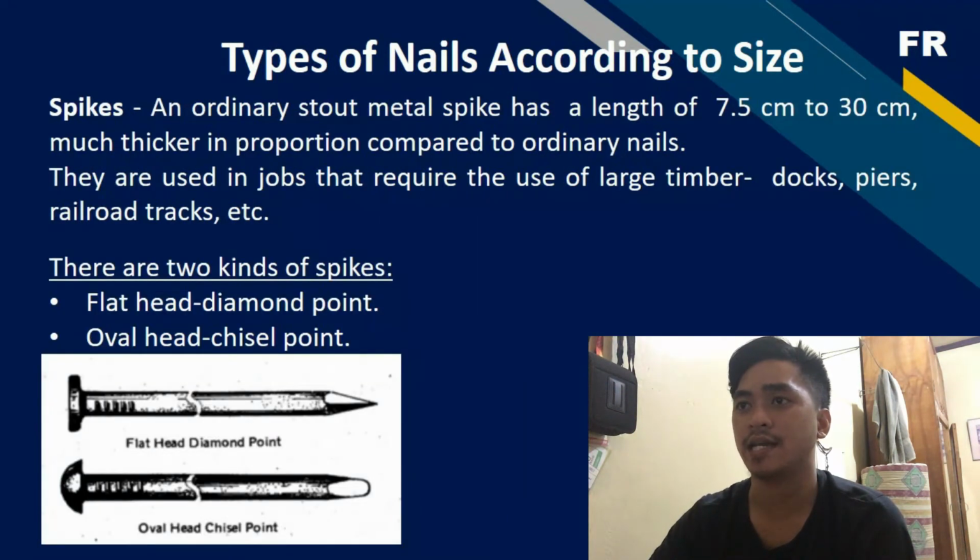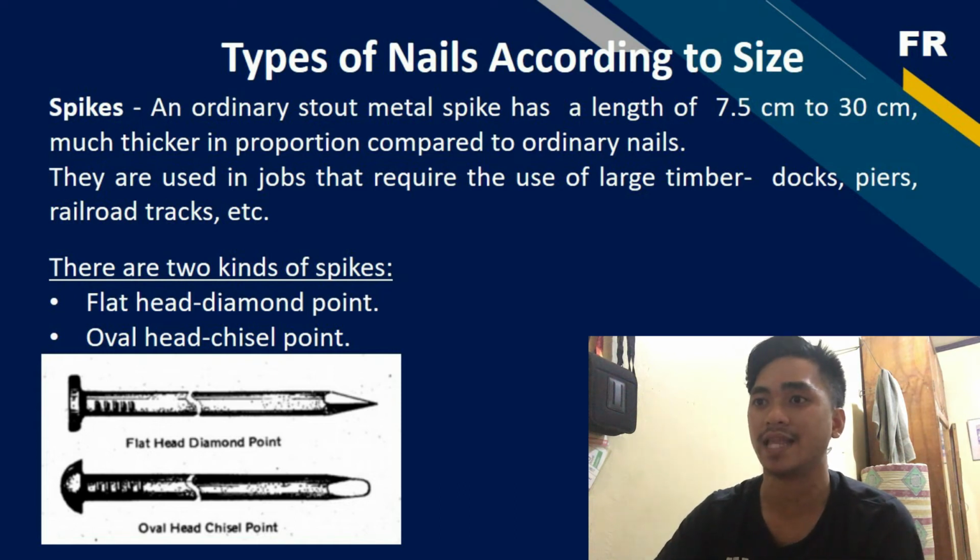Next is spikes. An ordinary stout metal spike has a length of 7.5 centimeter to 30 centimeter, much thicker in proportion compared to ordinary nails. They are used in jobs that require the use of large timber, docks, piers, railroad tracks, etc. There are two kinds of spikes. First is the flathead diamond point, and next is the oval head chisel point. These are the images of the flathead diamond point and oval head chisel point.